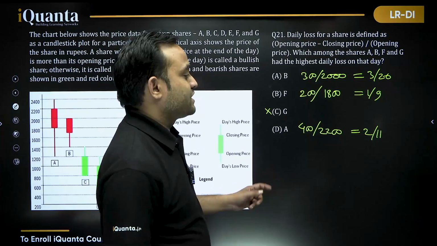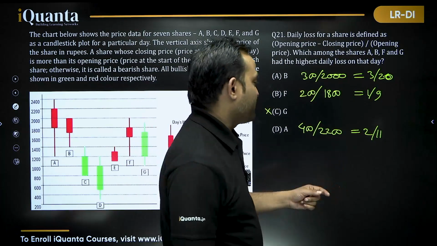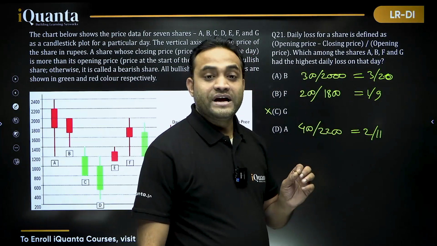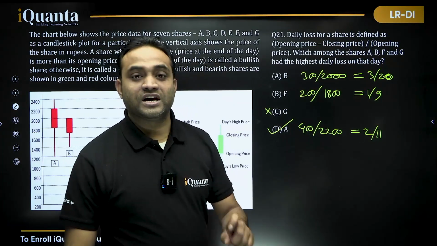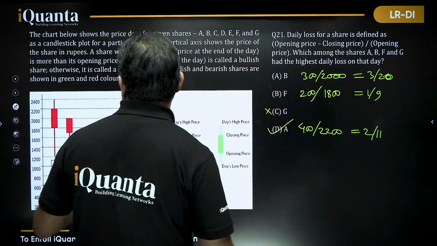Which one is bigger? So 3 by 20 is 0.15. 1 by 9 is 0.11. 2 by 11 is 0.1818. So option D, share A had the highest daily loss on that day.